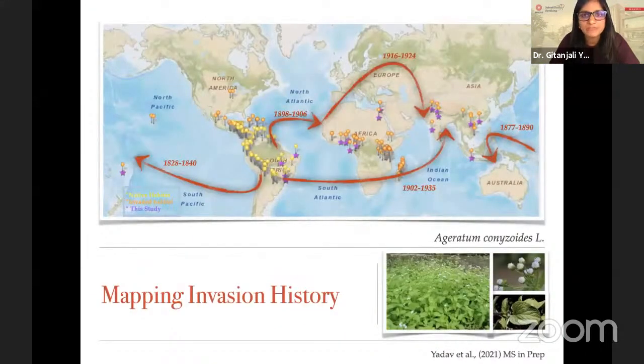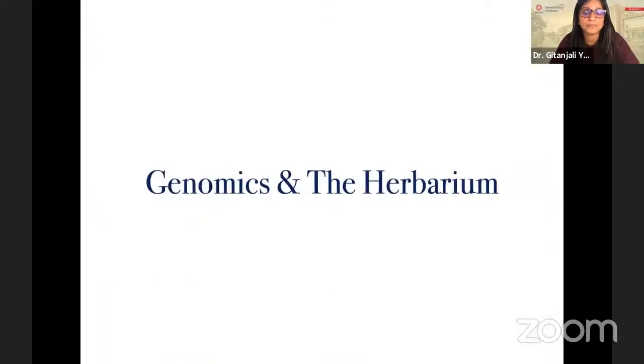We've been able to map the invasion history of one or two species. We use world trade networks to help us understand where the species went, how many 100 years ago, and where it might have colonized and invaded in different parts of the world.